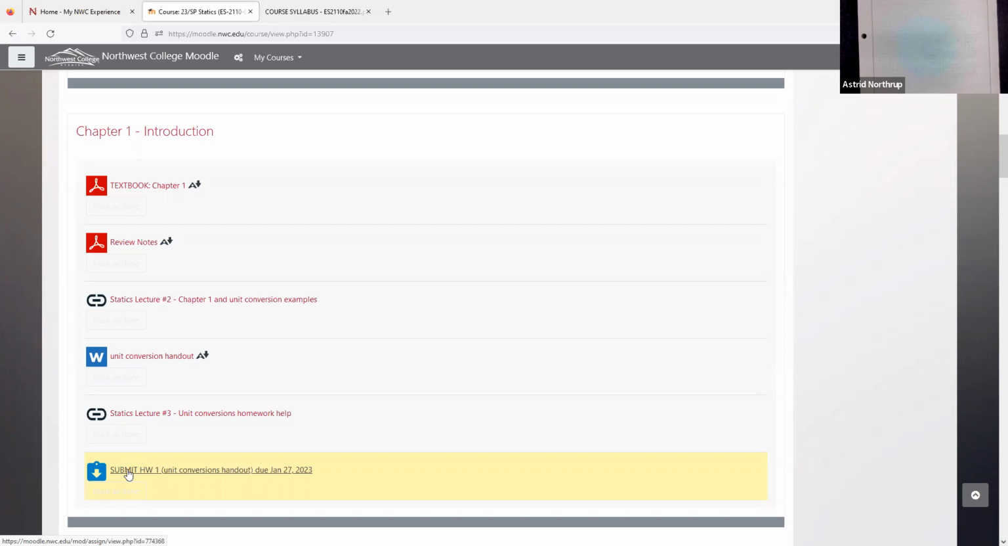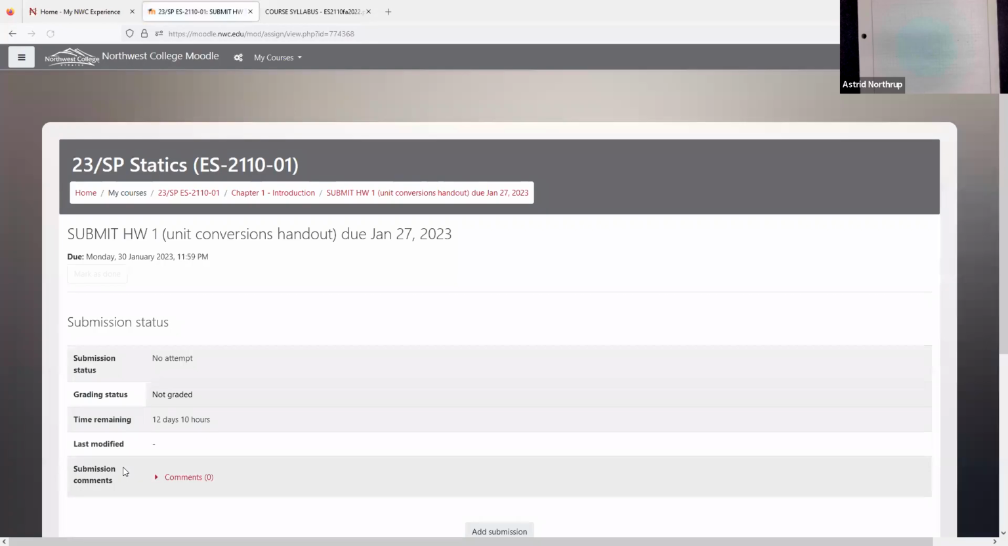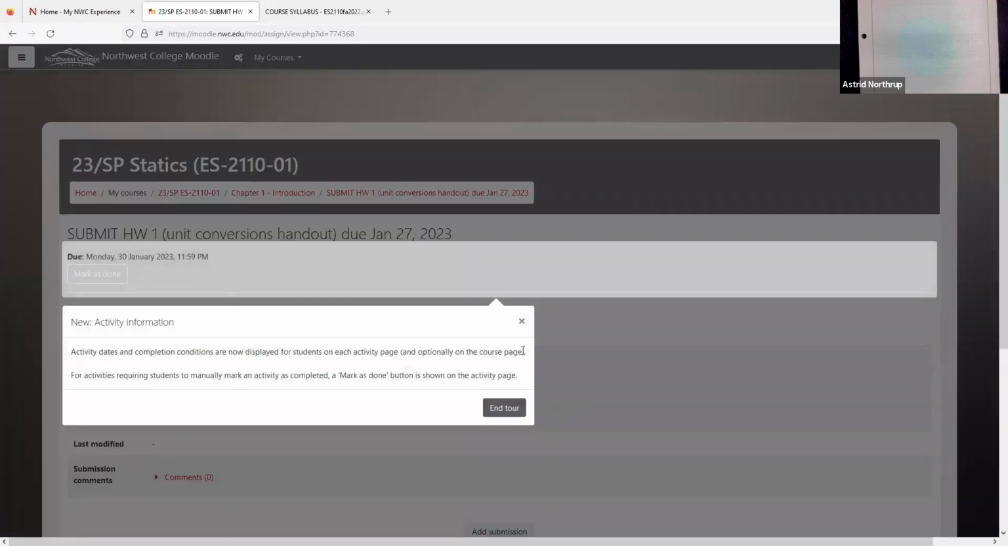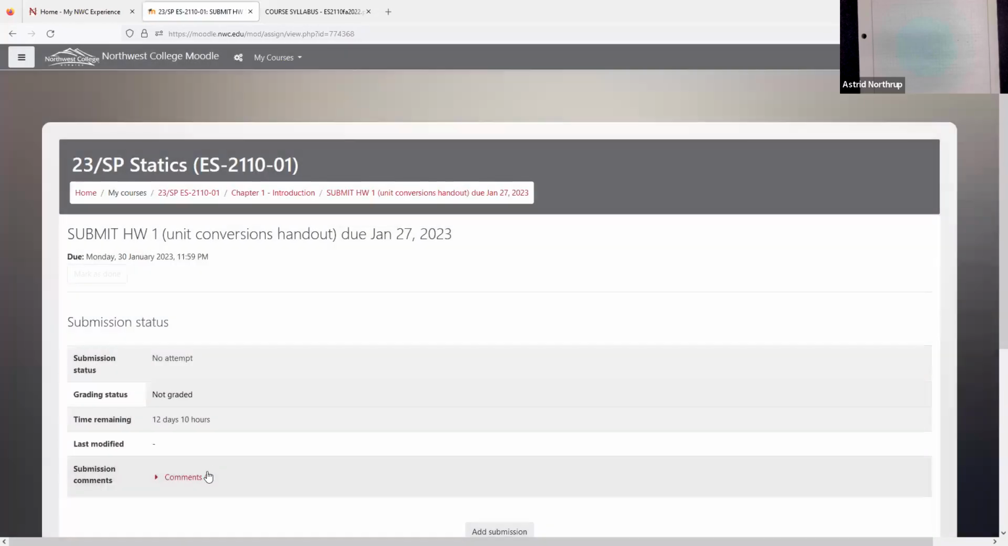So when you see the word submit, that means something that you're going to turn in. Everything else teaches you how to submit for success. So when it's time to submit homework number 1, you'll see it says, for example, submit homework number 1, unit conversion handout. So you say, what does that mean?